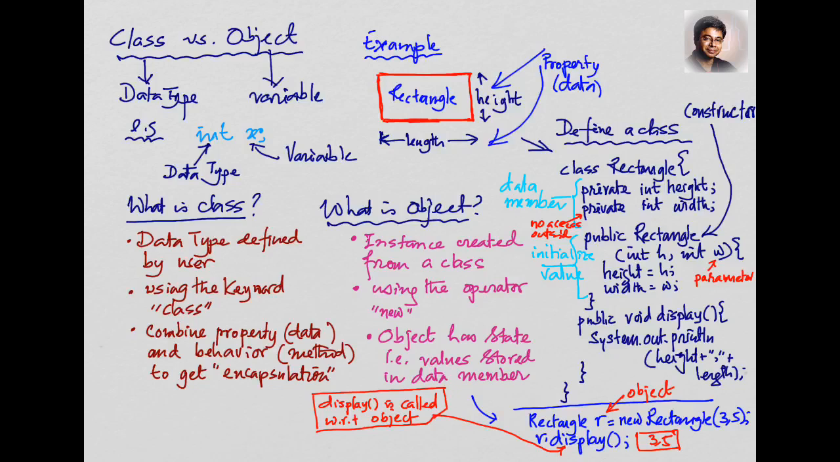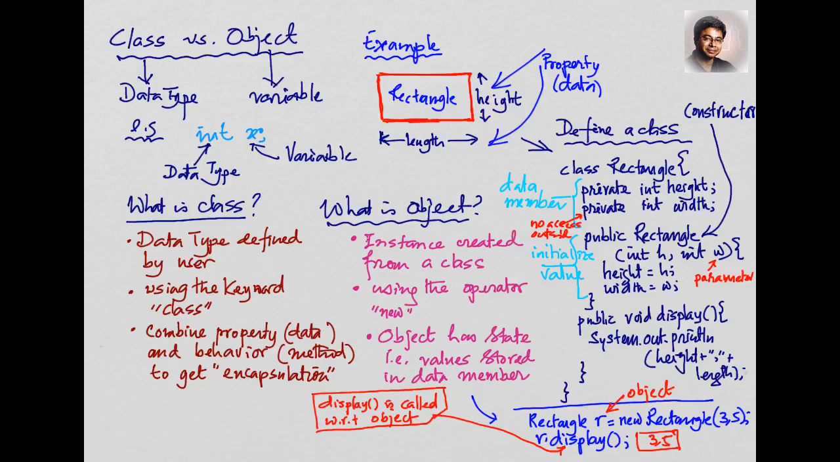I will take you to look at an example here. This example is a rectangle class. This rectangle has two properties, height and width, which is very common. Height and length is the property. And rectangle may have a behavior called get area because you want to know the area of the rectangle, and you can have a display method to display both height and length.